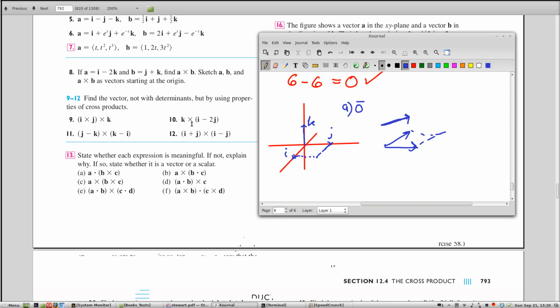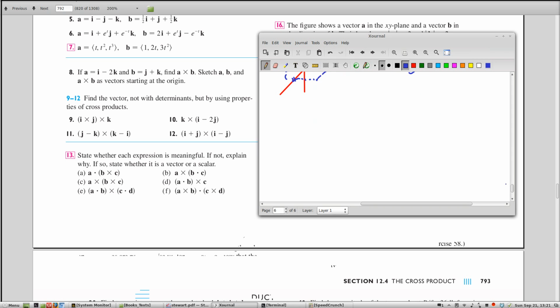And number 10 here, you can distribute. So the cross product distributes over sums and differences in a nice way, so multiply those in. And it also behaves sort of like FOIL for binomials, and so you can FOIL these out, which is a good exercise.